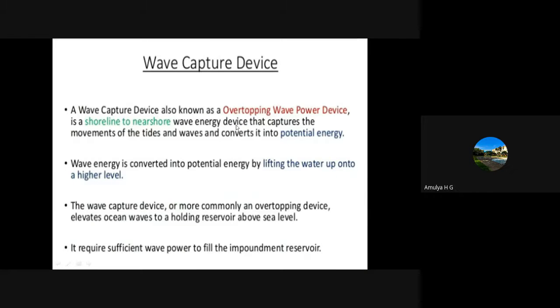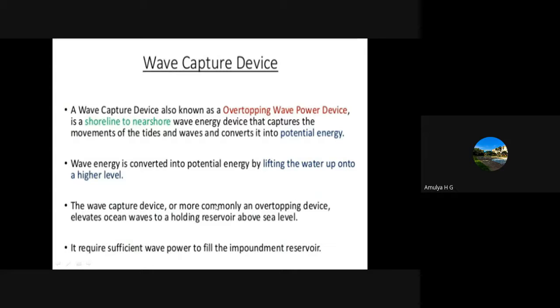Next, coming to one more device, that is the wave capturing device. This is also called an overtopping device. This type of device is usually installed in shoreline locations or near the shoreline. This device will capture the potential and the kinetic energy of the waves and convert that into electricity. Here the wave energy is converted into potential energy by lifting the water up to a higher level. That is why we call it overtopping.